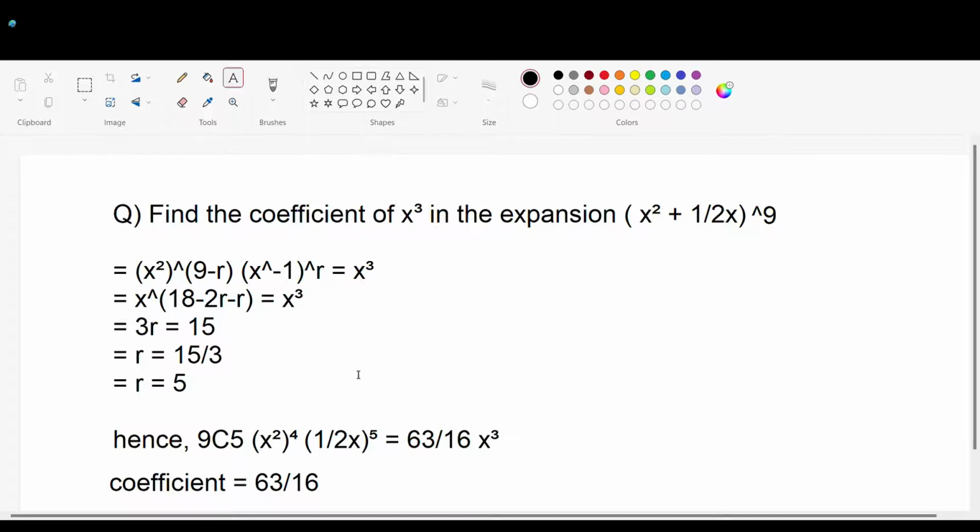So (x squared)^(9-r) times (x^-1)^r is equal to x cubed. After you have simplified it, we will equate the powers of x, so 3r is equal to 15 and r's value will be 5. Hence 9C5 is going to be times (x squared)^4 times (1 over 2x)^5, and after you simplify that, you will get 63 over 16 x cubed. So the coefficient of x cubed will be 63 over 16.